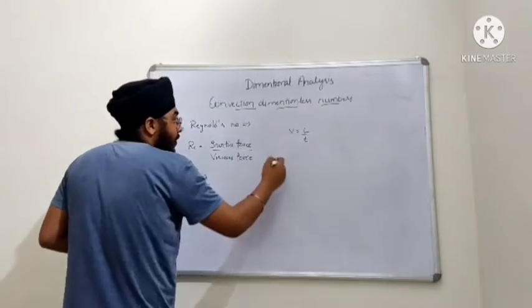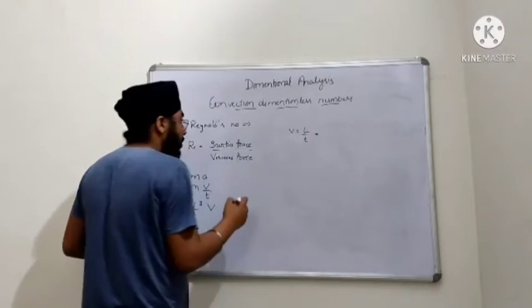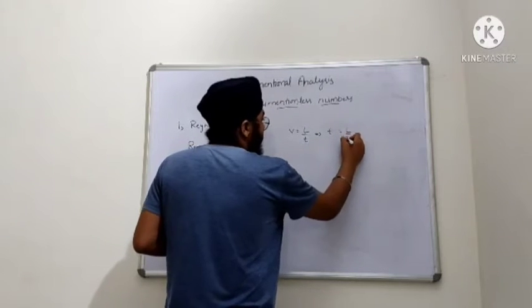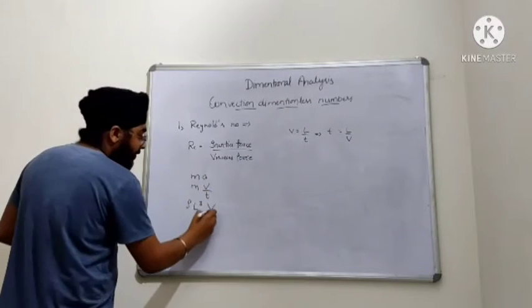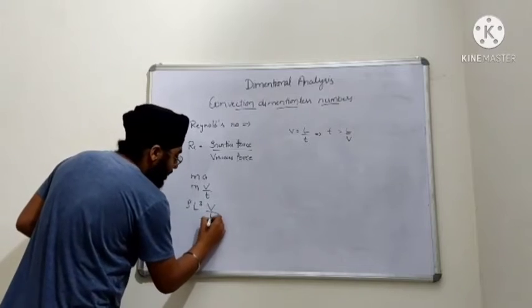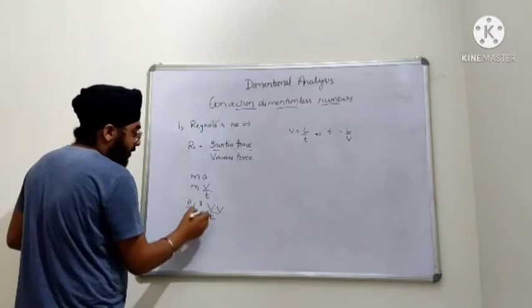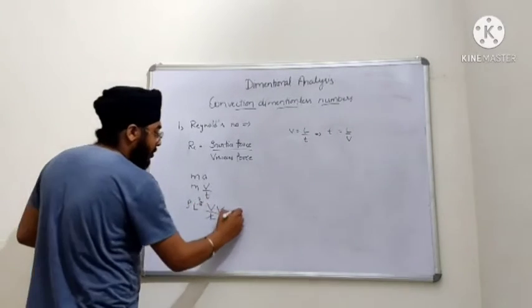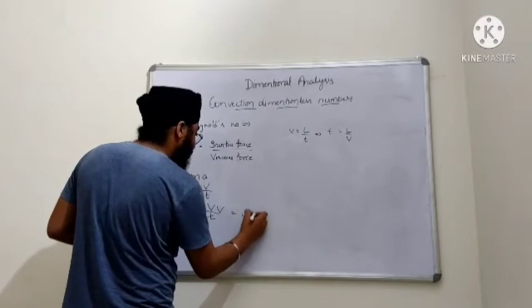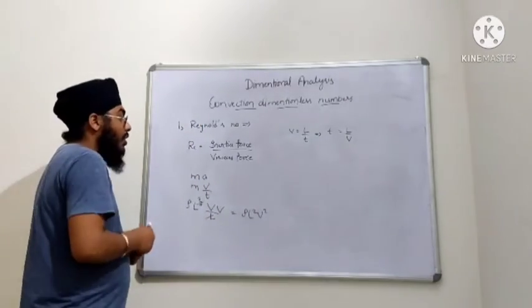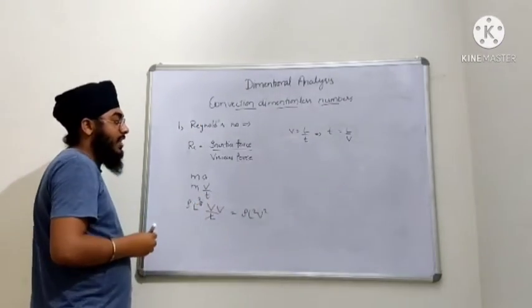So from this we know time is equal to length upon velocity. Replacing that value here, time is equal to length upon velocity. This will go above, so this will be cut out. So inertial force will be equal to rho L square V square. Now we have the inertial force, rho L square V square.